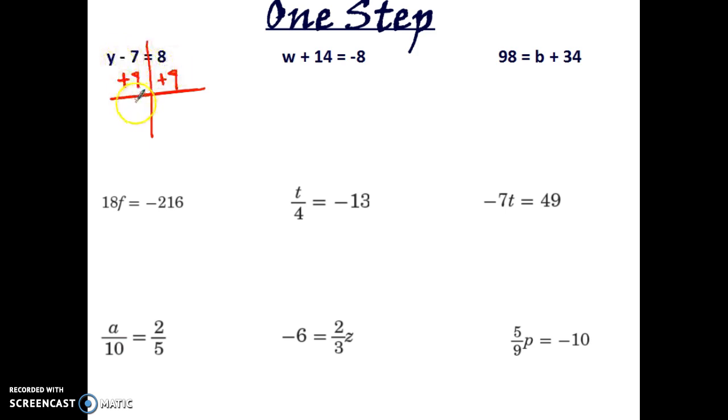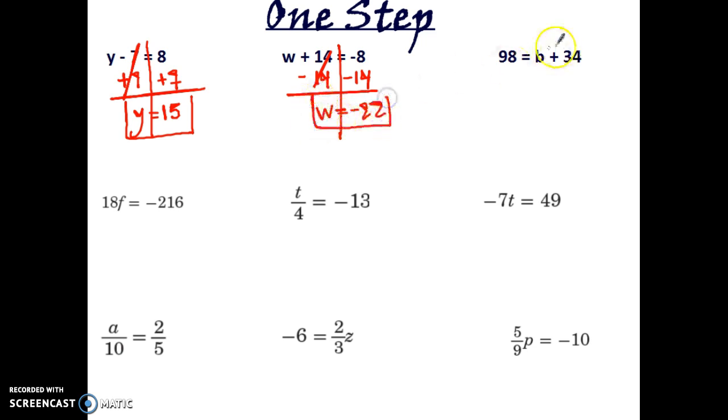There's a glitch in here, and I'm not worried too much about it. So y is equal to 15. All right, there we go. 14 was added to some number to give me -8. Well, if we take that 14 away, that's why we do the opposite, undo what's done. We will know that that number originally was -22.